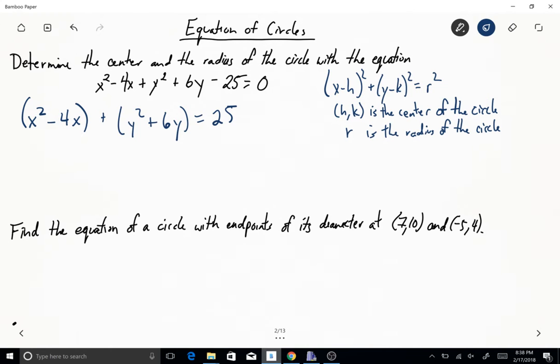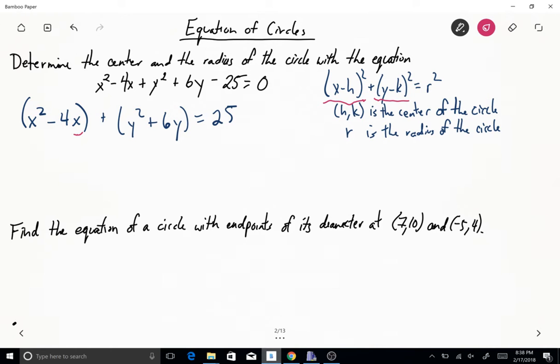We have all the variables here. What we want to do is turn this thing into an x minus something squared plus a y minus some number squared, right? Notice we don't have that because we have an x squared minus 4x. That extra x doesn't do it for us. So what we have to do is, it's called completing the square. And we'll have to complete the square for the x terms, and we'll have to complete the square for the y terms.